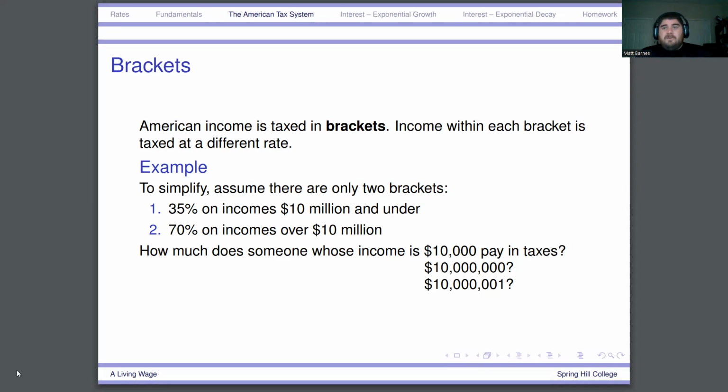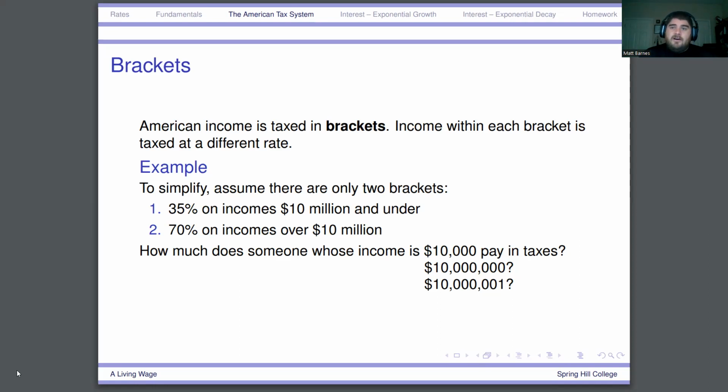Okay, cool. Now here's the kicker. This is where everybody gets mixed up. $10,000,001. All of a sudden that puts us in our second tax bracket. Now we've made over $10 million. So we're going to be taxed at 70%. It's not how that works.